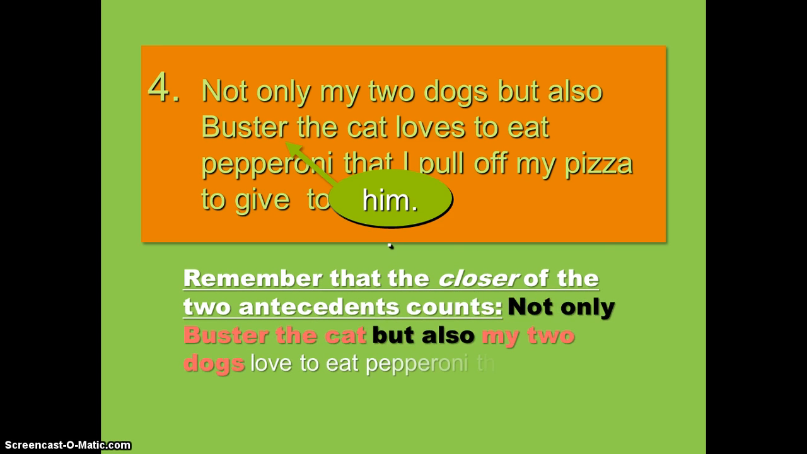Why? Because the closer of the two antecedents counts. Not only Buster the cat, but also my two dogs love to eat pepperoni that I pull off my pizza to give to them. So remember, with this setup of a sentence, it's whichever one is closer. And it's also better to put the plural one second, as we did in this example down here.